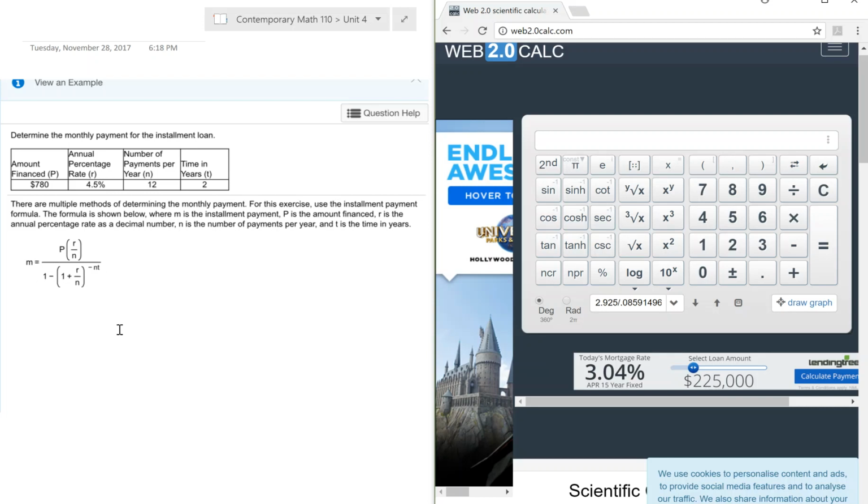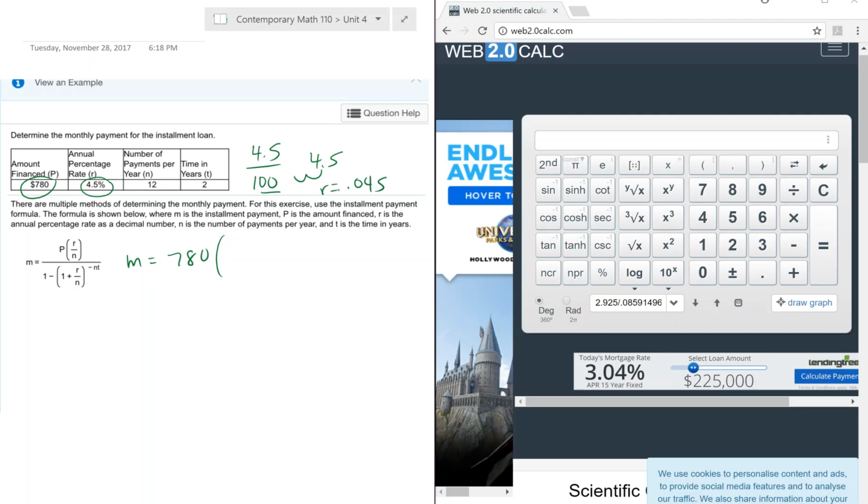First step is to plug in all of the values into the formula. So M equals 780 times R divided by N. You always convert your rate, if it's a percent, to a decimal. Just divide the number by 100 or move the decimal 2 places to the left. The 2 zeros in 100 will help you remember that. So 4.5 divided by 100 is 0.045, and this is the value for R that we must use for the calculations.